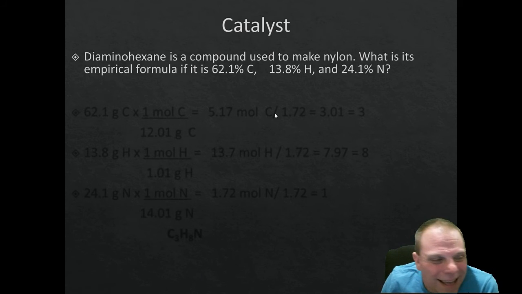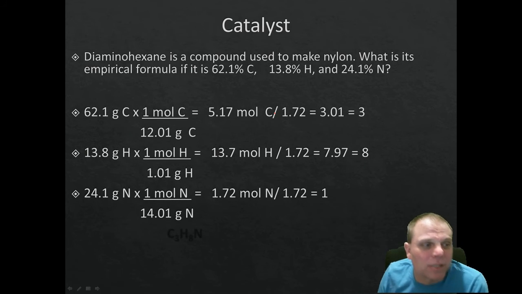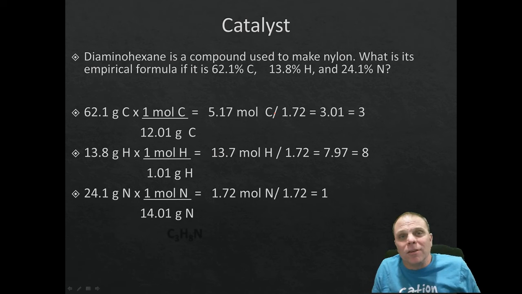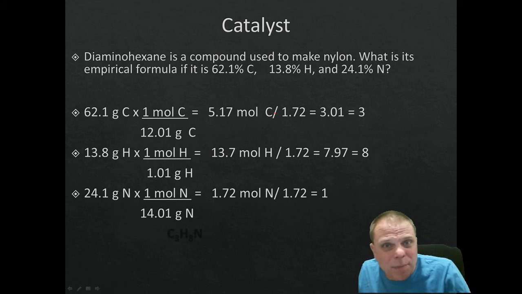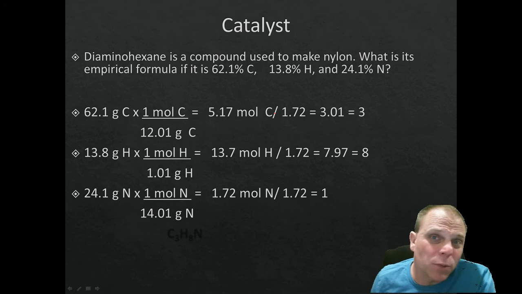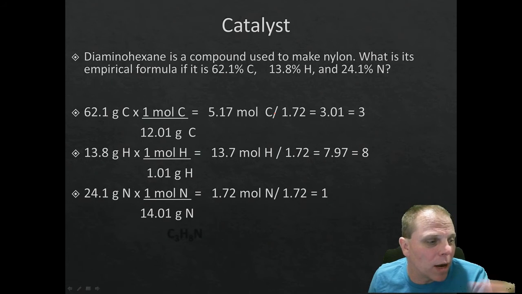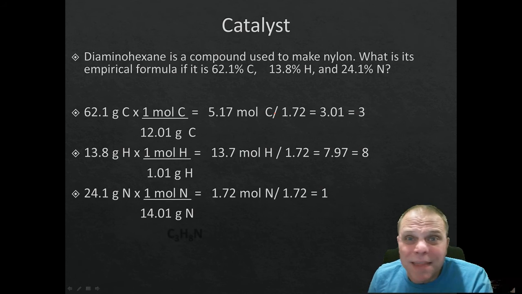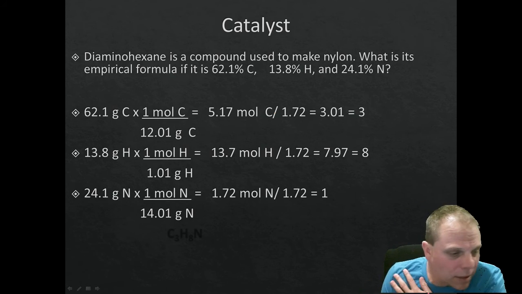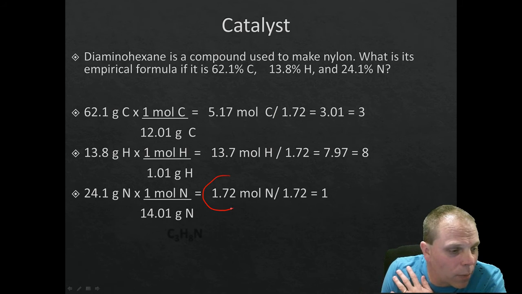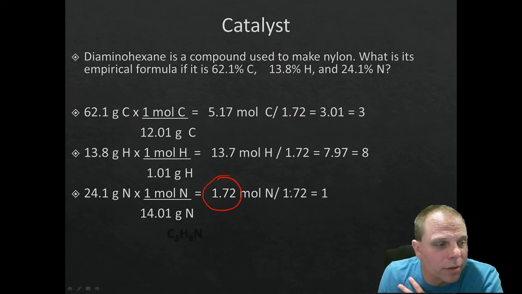And we're back. This is what you did. You took the percentages and turned them to masses, so 62.1% became 62.1 grams. Then you divided by the molar mass for each one, mass to moles: 12.01 grams for carbon, 1.01 grams for hydrogen, 14.01 grams for nitrogen. Then you divided by the smallest. Which was the smallest out of all of these? Well, 1.72 was smaller than 13.7 and 5.17. So you divided each of them by 1.72.